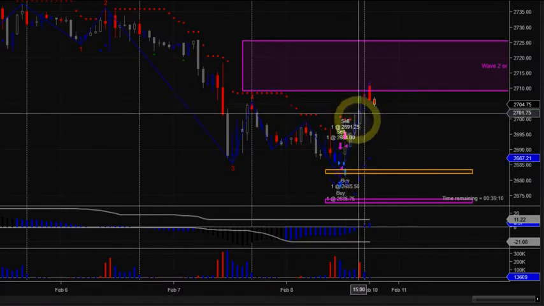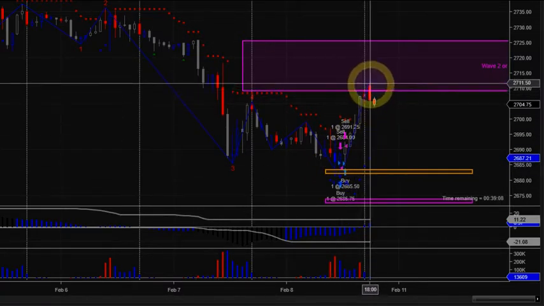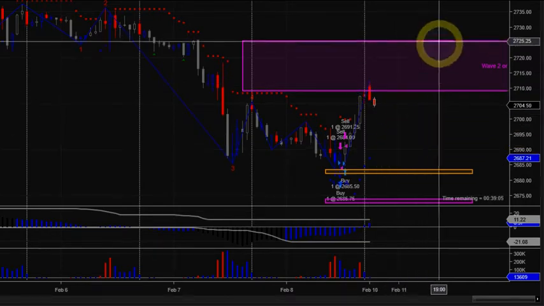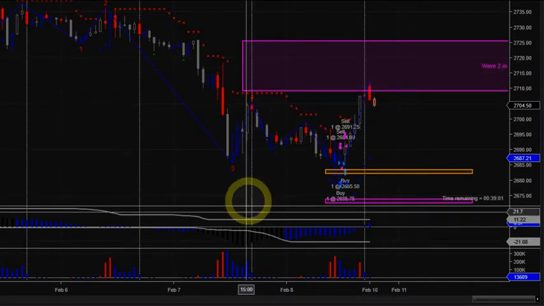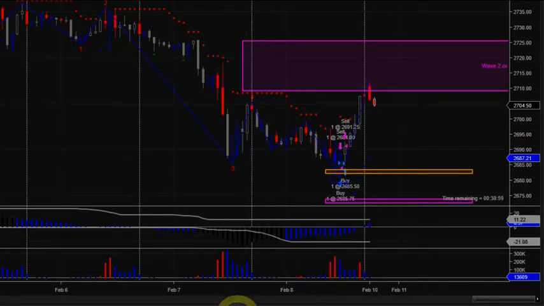Again, we might see something. We've already seen kind of the move up. We might see a move down and then a move back up. So we've got another down-up sequence, at least on the S&P 500 and the Dow. So we'll be looking for that.